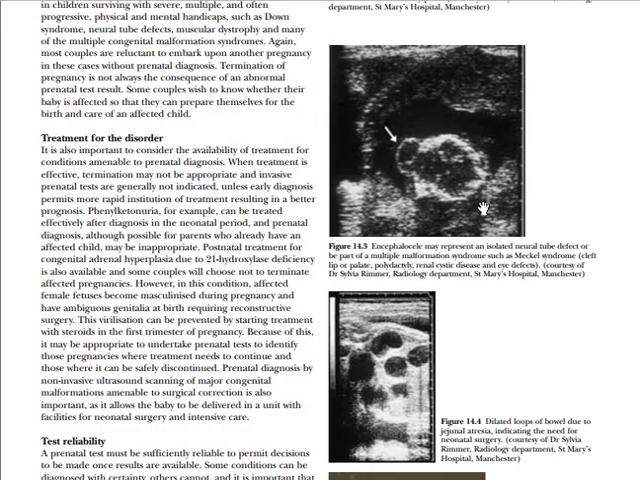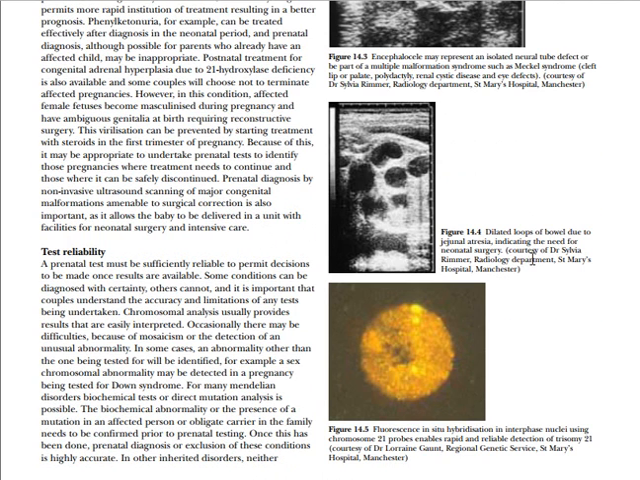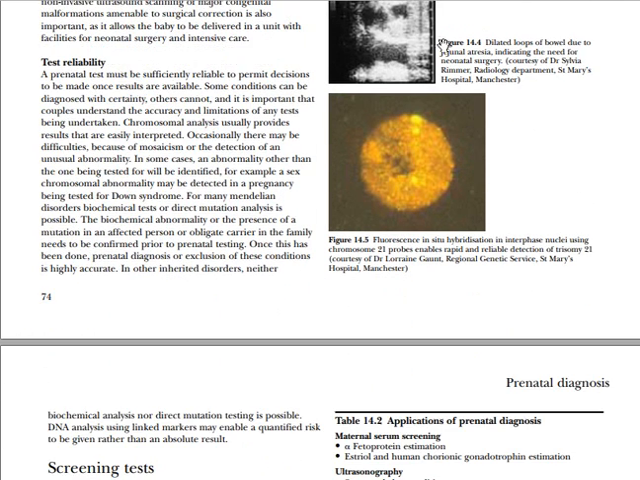Noonan syndrome. The next one is encephalocele, which may represent an isolated neural tube defect or be part of a multiple malformation syndrome, as in Meckel syndrome. So you have dilated loops of the bowel in case of jejunal atresia, indicating the need for neonatal surgery. So this one does not need medical miscarriage. There is no need for abortion to occur here.